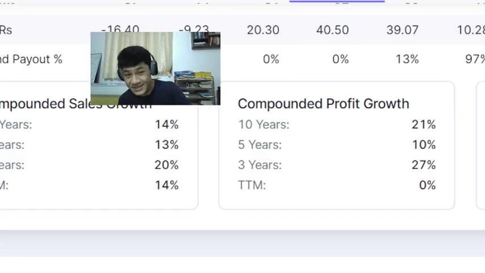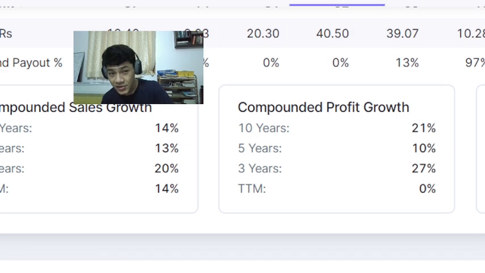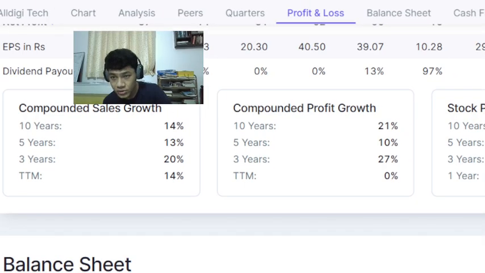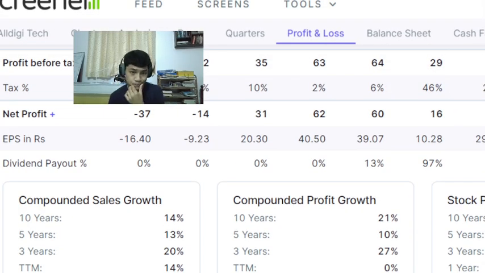Profit growth has been 21% over the last 10 years. Last 5 years has been 10%. Last 3 years has been 27%. Trailing 12 months, last 12 months, 0% profit growth. Maybe they're including, maybe they're excluding the one-time gain.